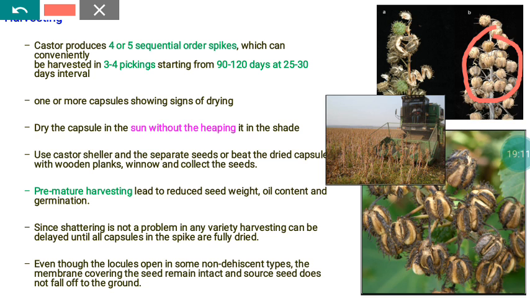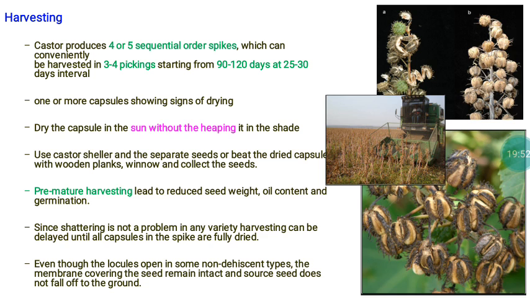Another main thing with reference to castor is that spikes are produced at a certain interval of days. For example, if the first spike appears today, the next spike will appear only after 15 days. So sequential spiking normally occurs, which favors harvesting of the capsules at different times. We have to do 3 to 4 pickings. The first picking will start from 90 to 120 days. After that, once in 25 days we have to go for the second, third and fourth harvestings.